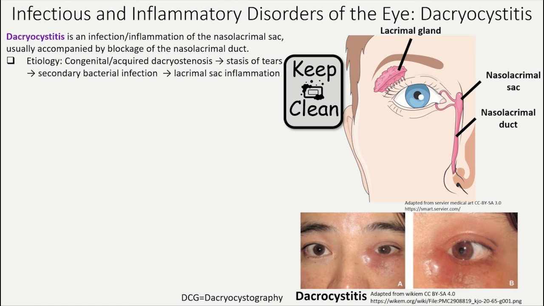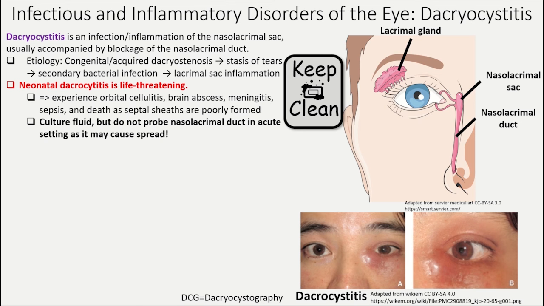The etiology typically is congenital or acquired dacryostenosis, which leads to stasis of tears, secondary bacterial infection, and then inflammation of that sac there. Now, neonatal Dacryocystitis is life-threatening. Very life-threatening in neonates. You know why? Because of what we just reviewed. Their septum is not formed yet, so they can easily get orbital cellulitis, brain abscesses, or meningitis just from spread.